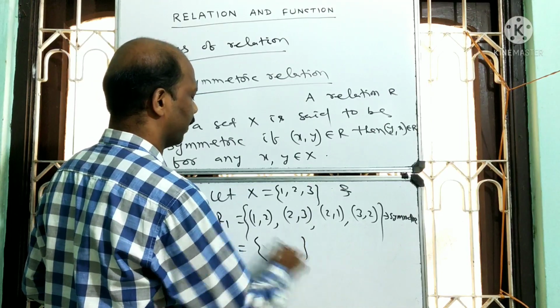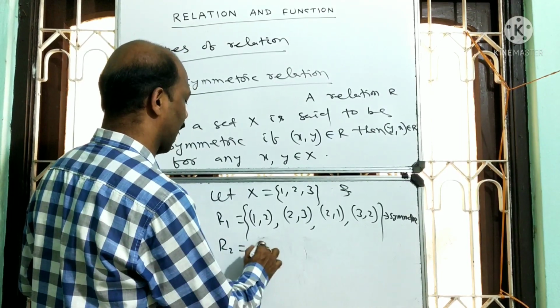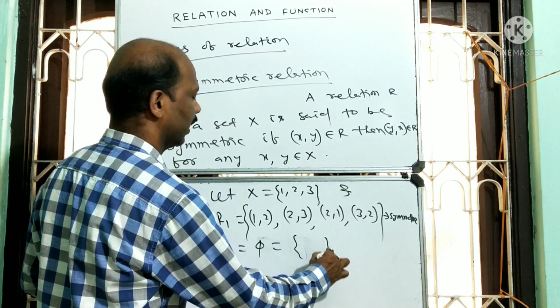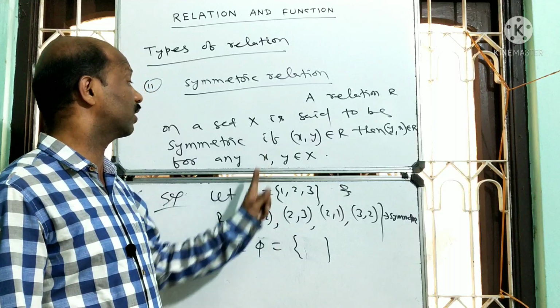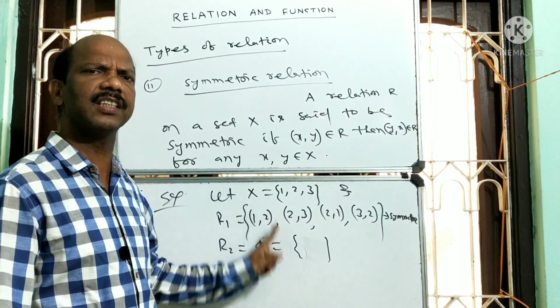R2 is an empty relation. R2 is equal to phi, just empty. No ordered pair is there. Whether it is a symmetric relation on the set X or not? Yes, it is a symmetric relation.